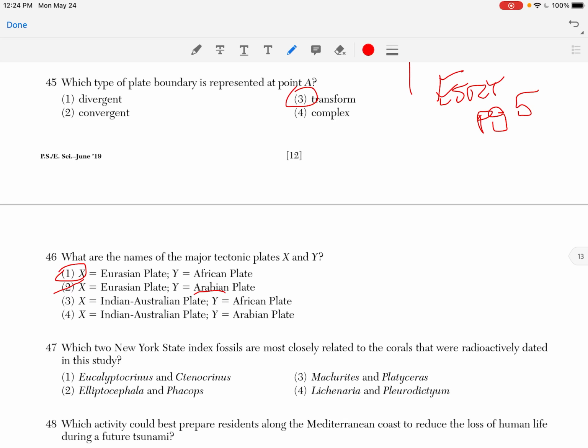All right, question number 47. 47 is asking about what index fossils from your reference table are closely related to the corals that were radioactively dated in the study. So this is actually reference table page 8 and 9. Remember, that's the geologic history chart. And so we're going to go to that chart here in a second. But we're looking for an index fossil that would be related to corals.